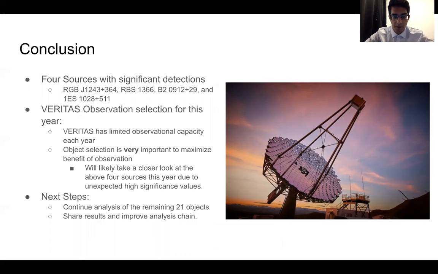And so the next steps for me are mainly continuing the analysis of the remaining 21 objects in the group of blazars, and then sharing my results and improving the analysis chain so that we can streamline it even further and work even more efficiently.